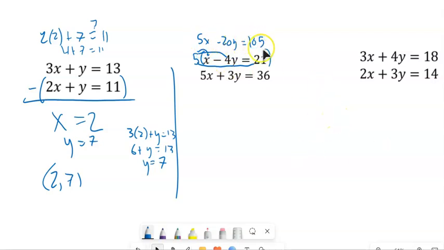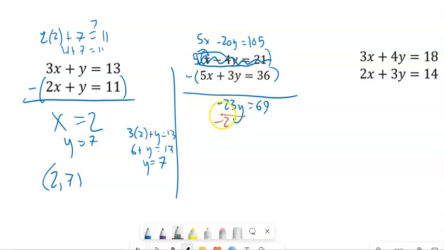Now again, this line is equivalent to that line. It's right because I just multiplied both sides by the same amount. Now I'll do my subtraction, this top one minus this bottom one. So 5x minus 5x is 0. Negative 20y minus 3y, be careful, negative 23y. And then I have 105 minus 36. I might grab my calculator for that just to be accurate. I get 69. To solve for y, I'm going to divide both sides by negative 23, and I get negative 3.